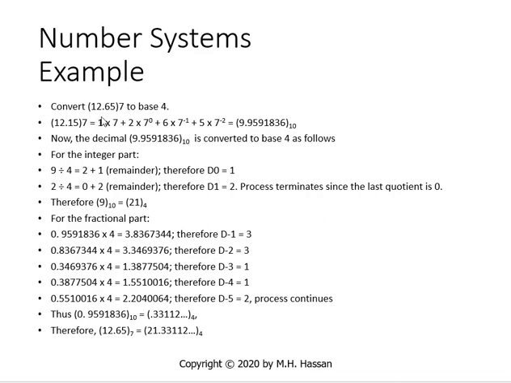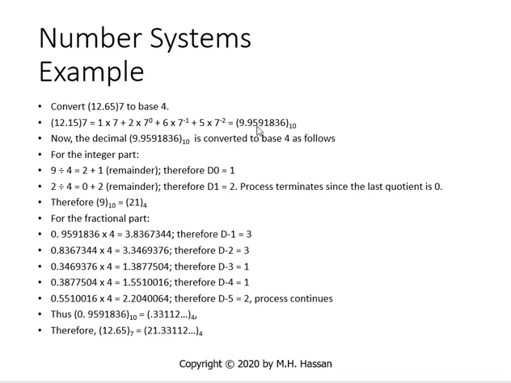To convert it to decimal, the 2 has a weight of 7 to the power 0, which is 1, and the 1 has a weight of 7 to the power 1, which is 7. Therefore, 12.65 will have 1 times 7 plus 2 times 7 to the power 0, plus 6, which is the fraction, has a weight of 7 to the power minus 1, plus 5 times 7 to the power minus 2. And we'll end up with the decimal number 9.9591836.